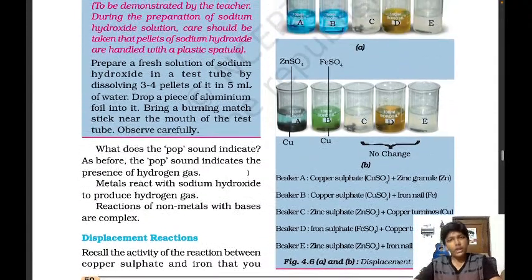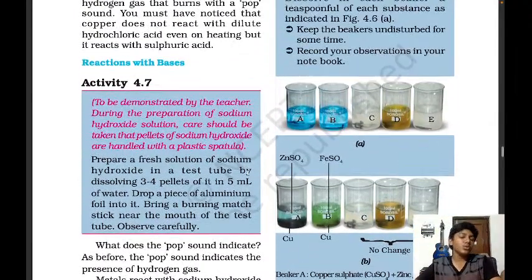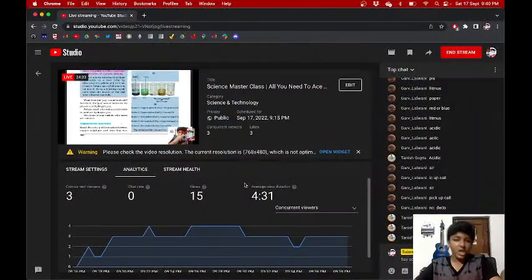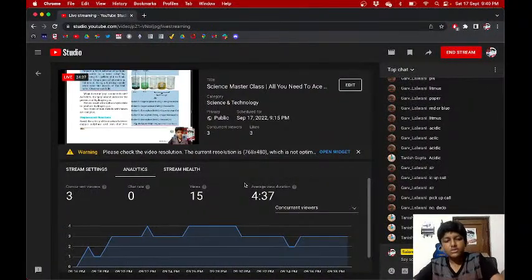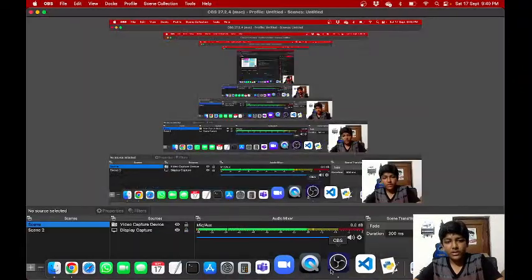Displacement reactions. So anybody, before I continue, does anybody have an idea of what displacement reactions are? Does anybody know what displacement reactions are? Tanish, you can answer. Tanish, would you like to answer? No.